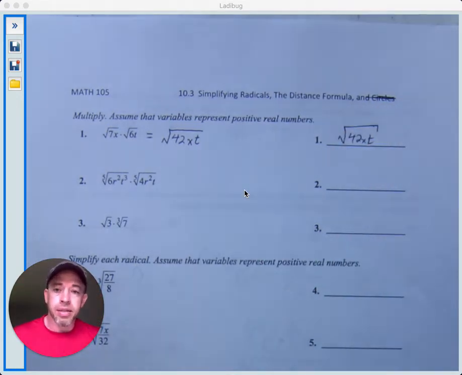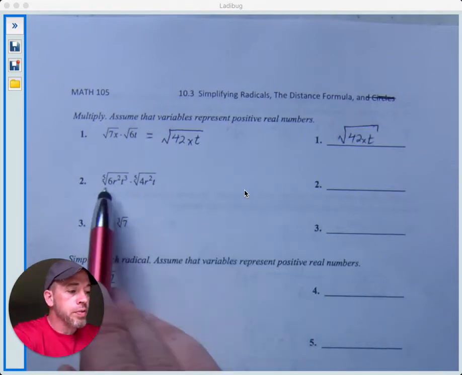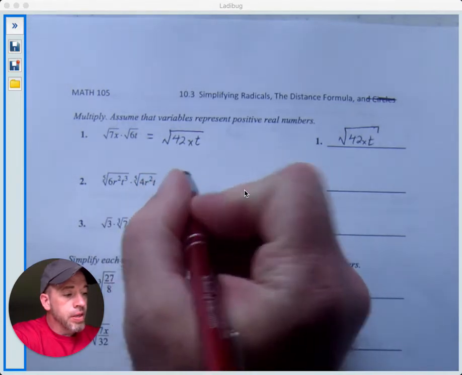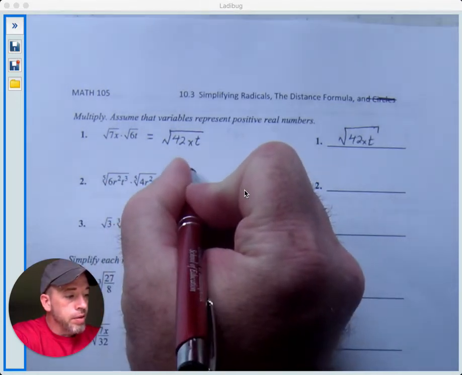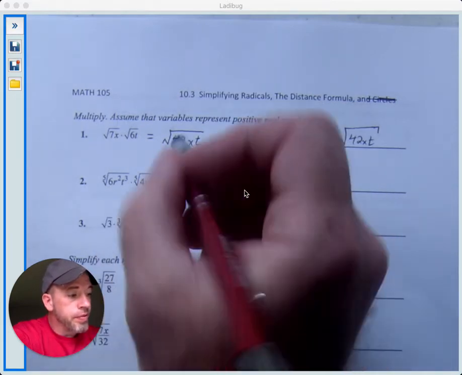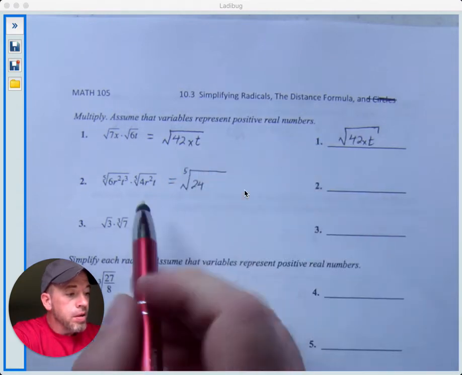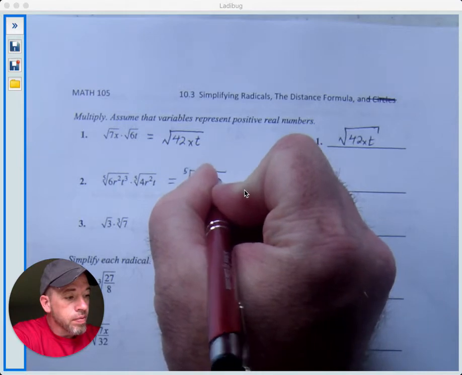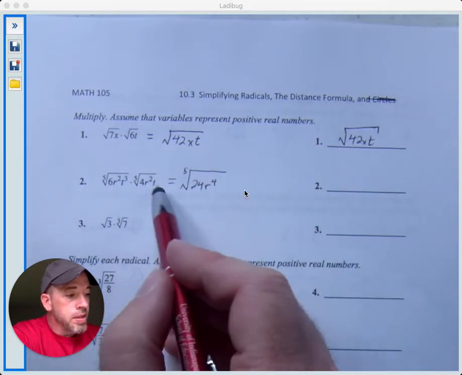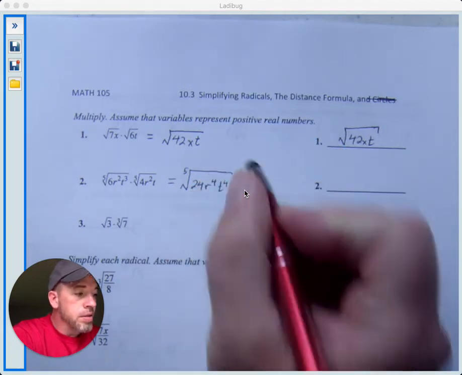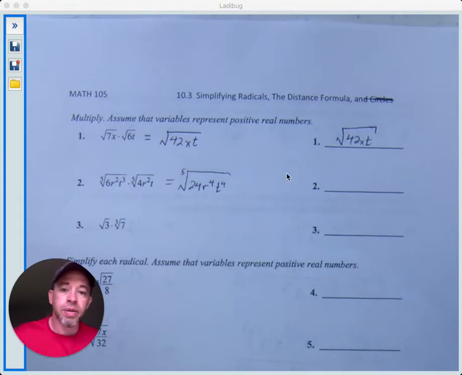All right. Let's look at the next one. We have two fifth roots, right? So let's multiply these things together. We can have the fifth root of the product of all of this stuff. So 6 times 4 is 24. R squared times R squared is R to the fourth. And T cubed times T is T to the fourth. All right, and there's nothing else we can do with that. That is the fifth root of 24, R to the fourth, T to the fourth, and that's it.